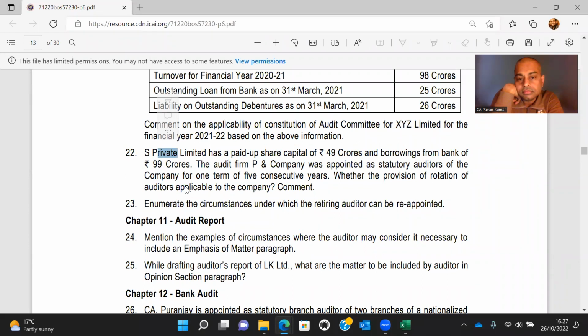The audit firm P&C Company was appointed as statutory auditors of the company for one term of 5 consecutive years, but that the provision of rotation of auditors applicable to the company. So what is the question? Whether the provisions of rotation of auditors, is it 139.2? Okay, now let me change the question. I am not asking this question. We'll discuss about this question also. Now tell me whether appointment of auditor is valid.